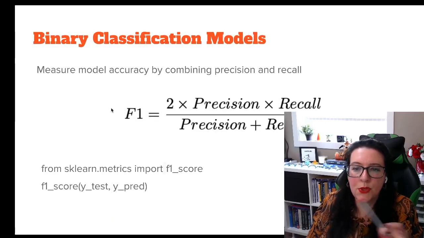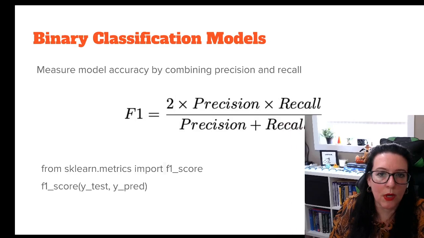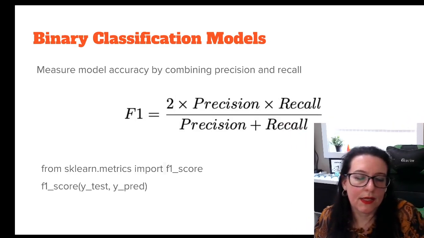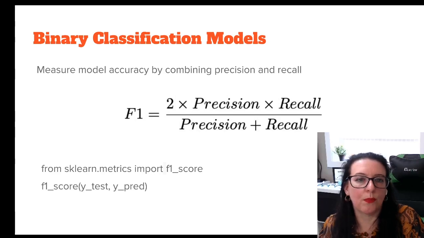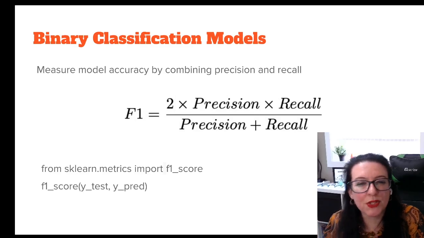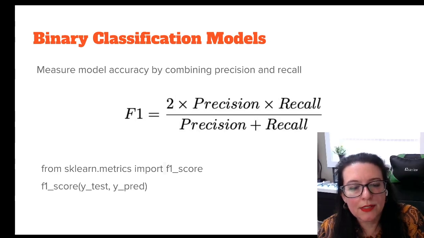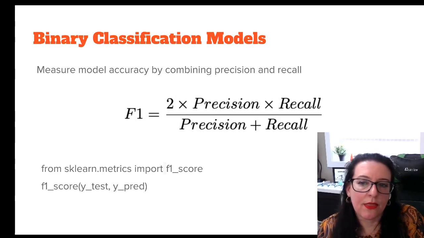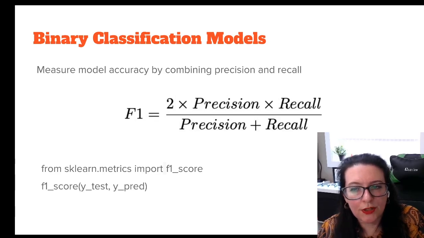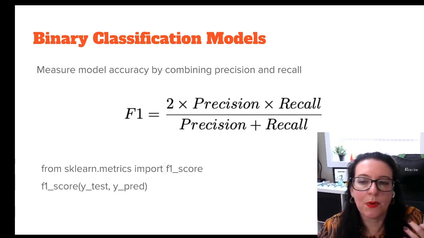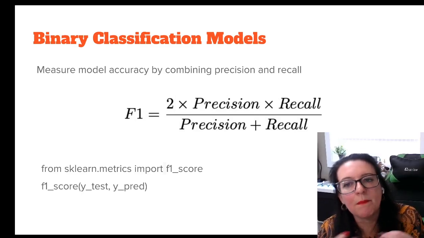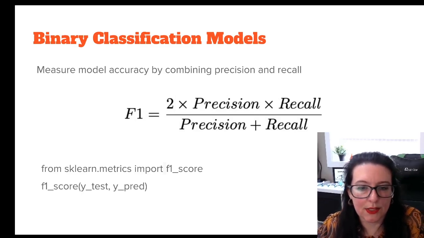So when it comes to F1, the way that F1 works is that it takes 2 times your precision times your recall and divides by the precision plus the recall to look at the accuracy, but take into consideration that having a low precision and a high recall is problematic. Having a high recall, or whatever the opposite is, low precision, is just as problematic. So it's combining the two as it looks at your accuracy.